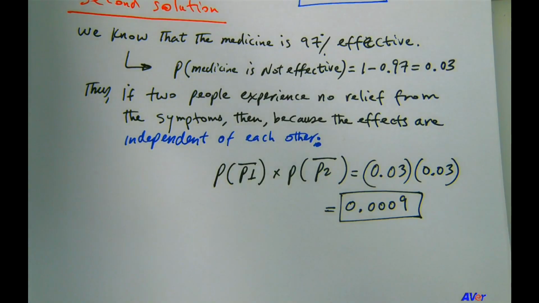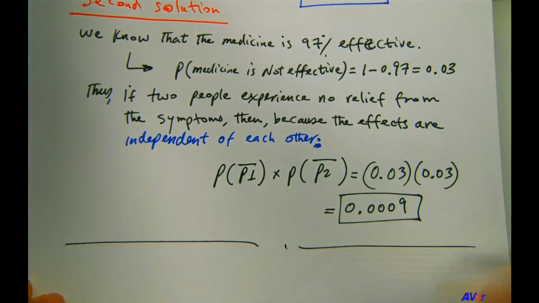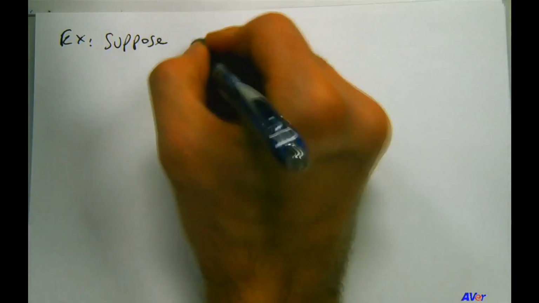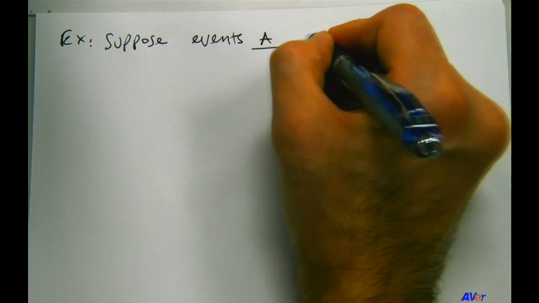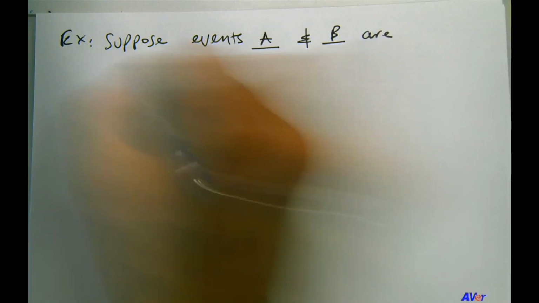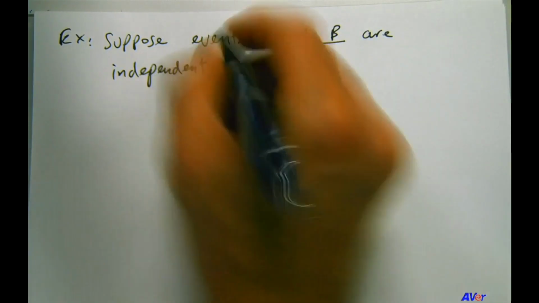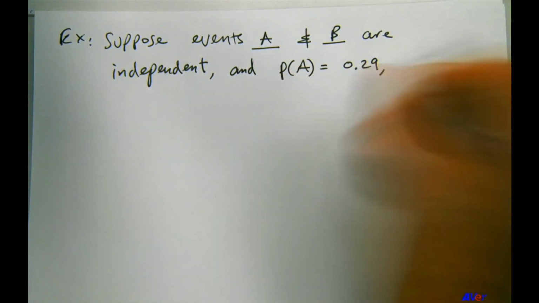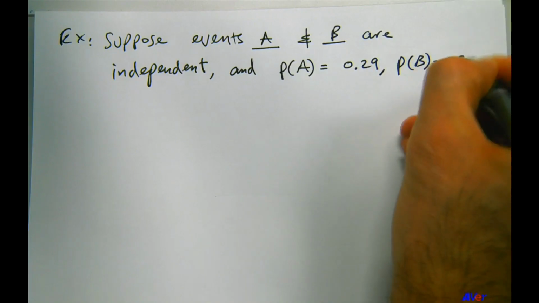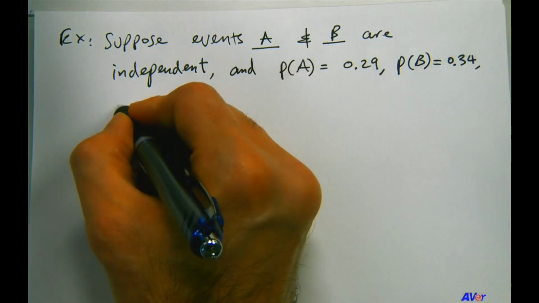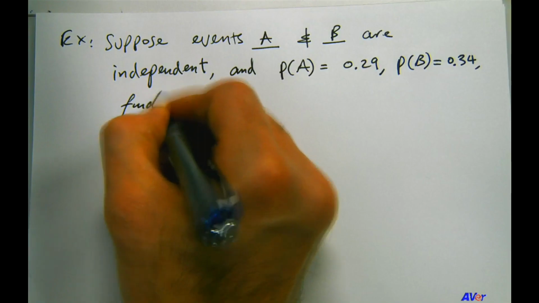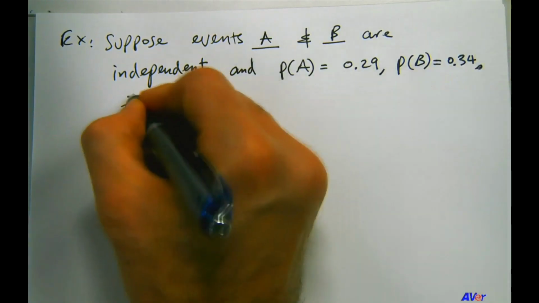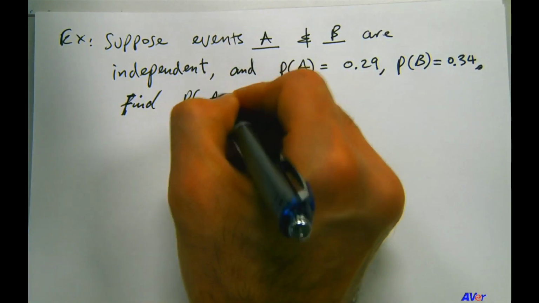All right, so let's look at another example of a different type. So suppose events A and B are independent, and probability of A is equal to 0.29, probability of B is equal to 0.34, then we want to find probability of A given B.